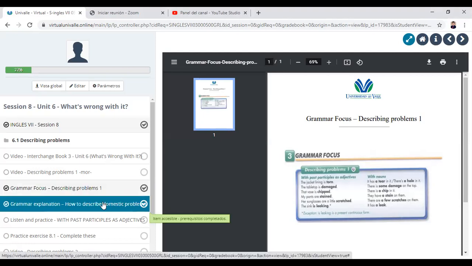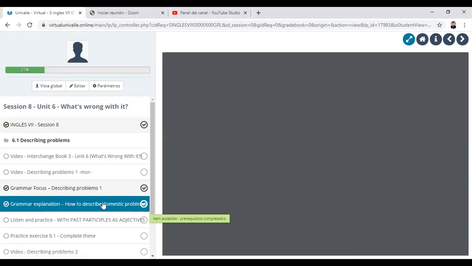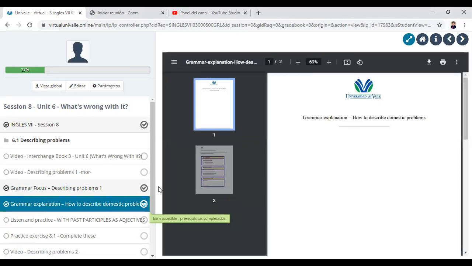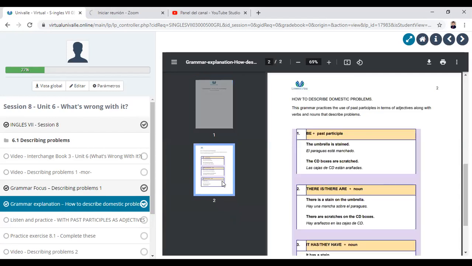In here, we have our grammar explanation that provides us the exact definition when it comes to describing domestic problems. In this case, we're going to be focused on how to describe domestic problems. This grammar practices the use of past participles as adjectives along with verbs and nouns that describe problems. And statements, when it comes to describing those problems, we have the formula. We have the pronoun or the subject plus be plus past participle.